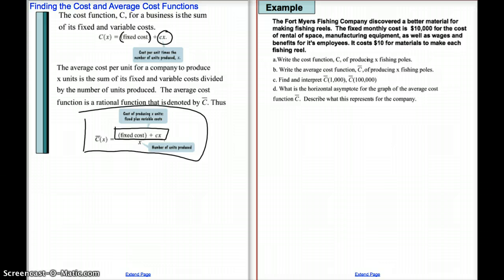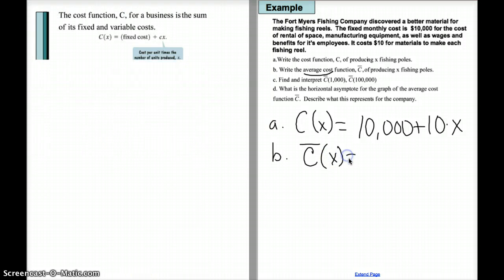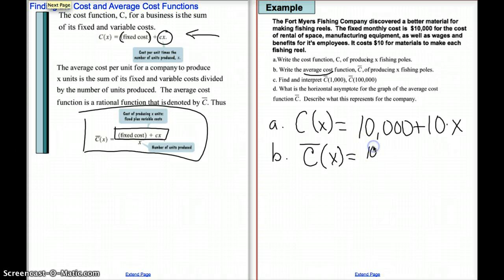Based on their function over here, for question A, the cost function is the fixed cost, so $10,000 plus 10 times the number that I produced, x. The average cost, which is what question 2 is asking, average meaning C with the bar over it, is taking that cost and dividing by the number of items that we actually produce. So the cost function divided by x.